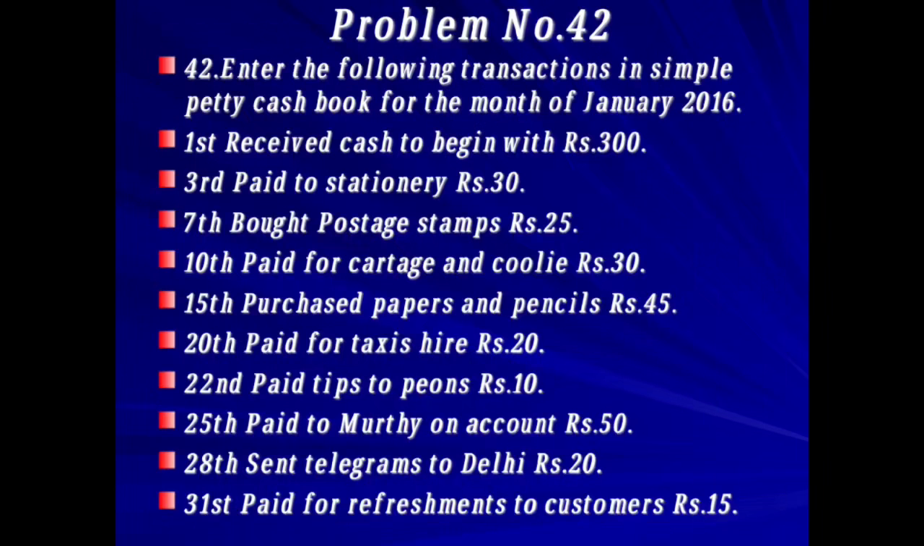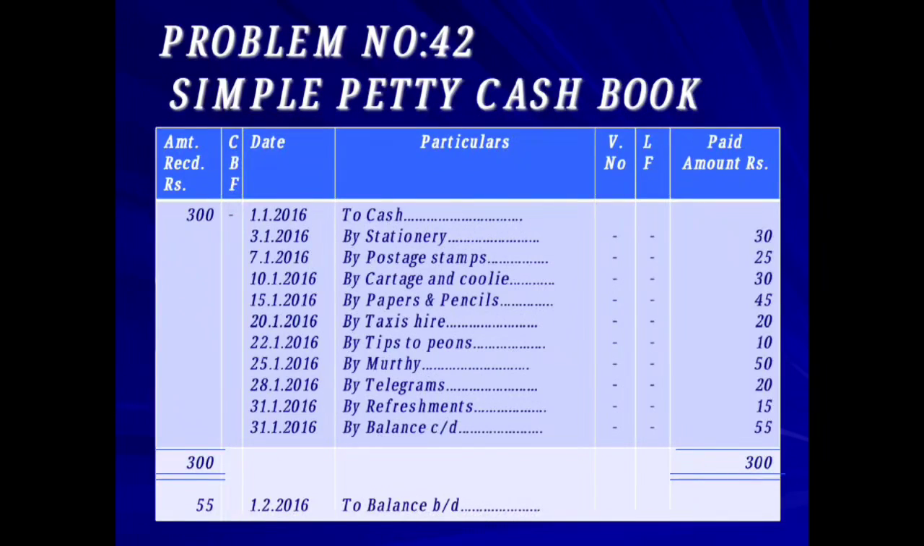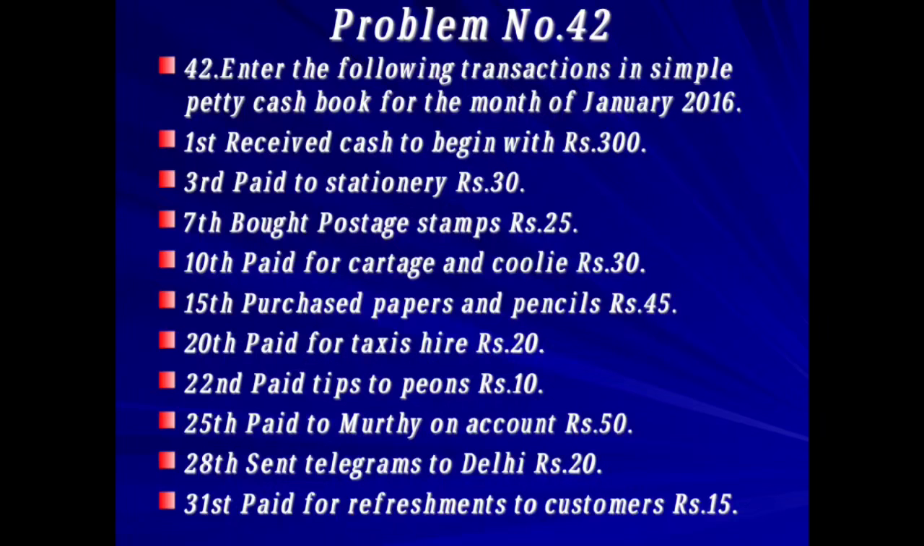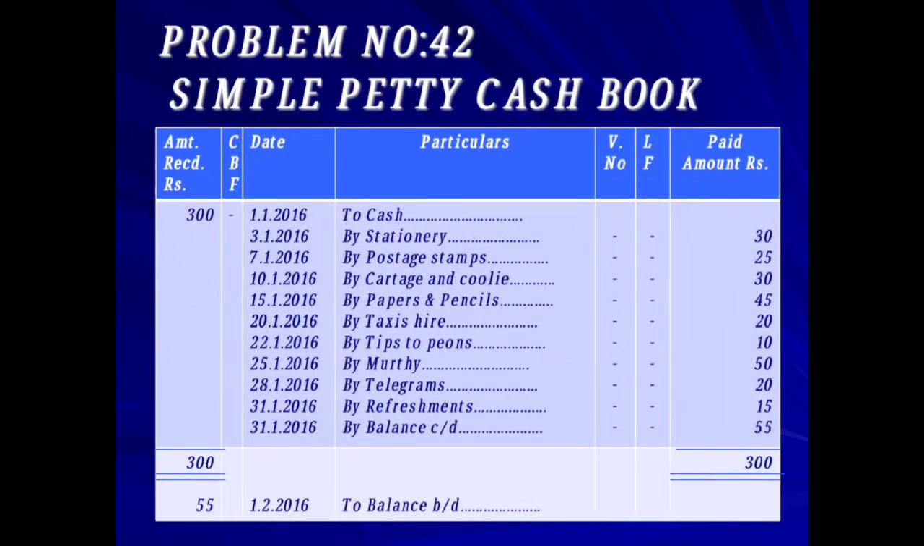The next, on the 20th, paid for taxi hire rupees 20. So on 20/1/2016, by taxi hire rupees 20, which we have paid. Then on the 22nd, paid tips to peons rupees 10. Again a payment. So on 22/1/2016, by tips to peons. How much did we pay as tips? 10 rupees. That you have to show here.